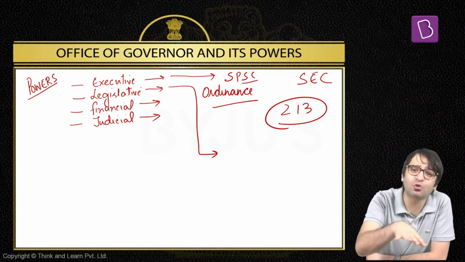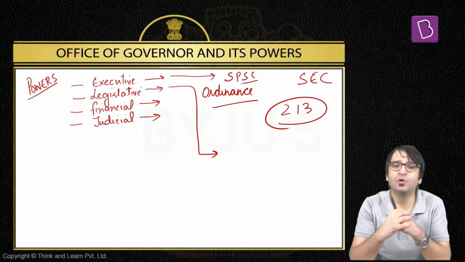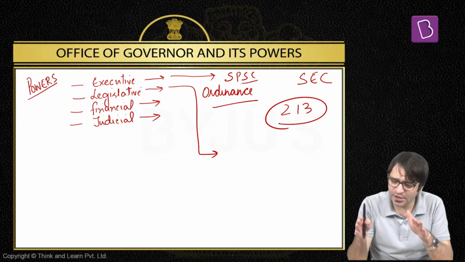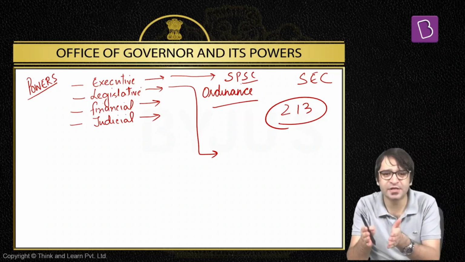Right? Here also, who disqualifies these MLAs or MLCs? Governor, on the basis of the report of the Election Commission of India, and this report of the Election Commission of India is binding on the governor. That means when we compare the office of president with the office of governor, more or less they have the same powers. Executive powers, legislative powers, financial powers as well.